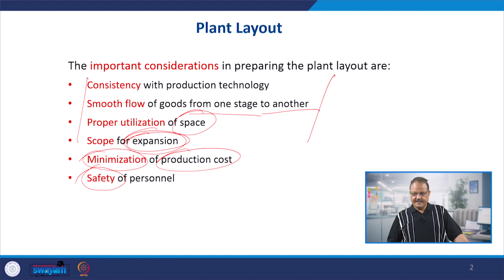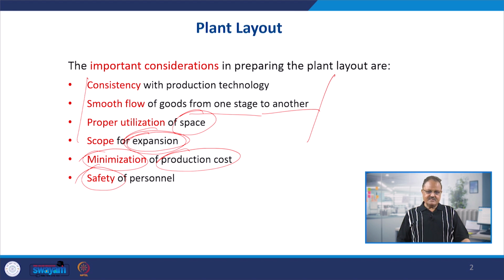So all these important things, you think about it, that is the plant layout considers the consistency with the production technology, smoother flow of the goods from one stage to another, proper utilization of the space, scope for the expansion so that cost of production can be brought down by enjoying the economies of large scale production, and ultimately the objective is to produce the products of the good quality at a reasonable price, and that will happen only if the cost of the production is minimum or maybe kept under control. That will happen only if the first four things are taken into account, and lastly the safety and environmental protection. All these things are important for us.